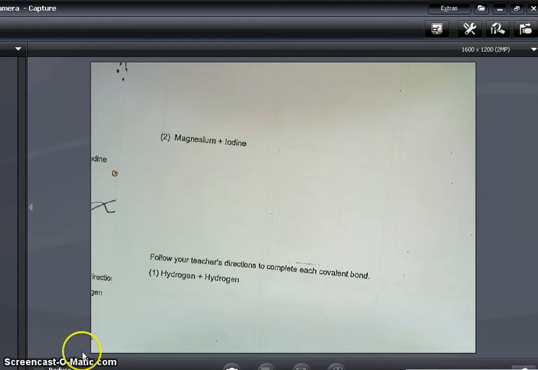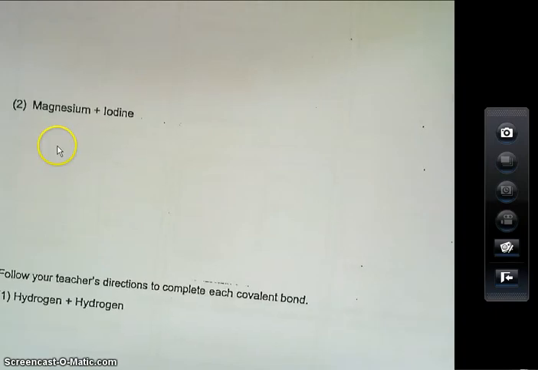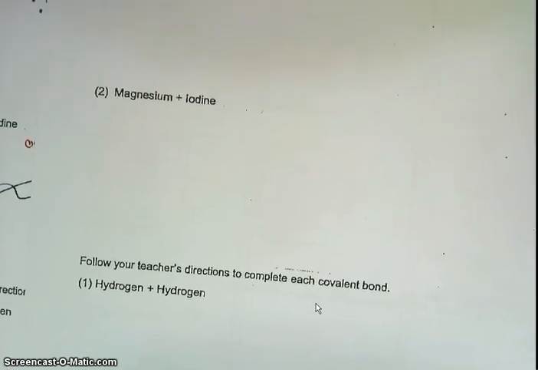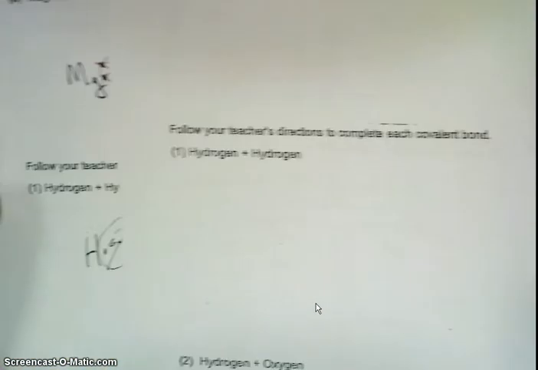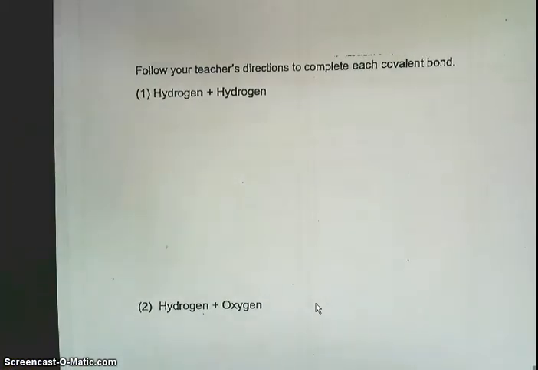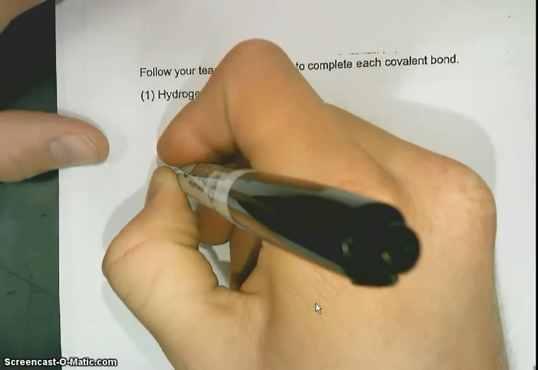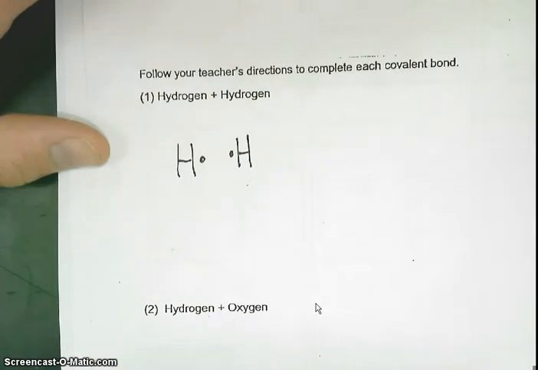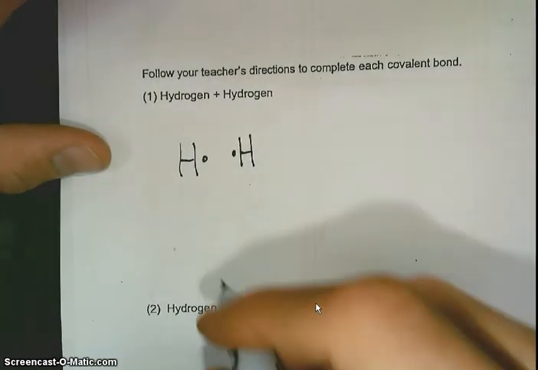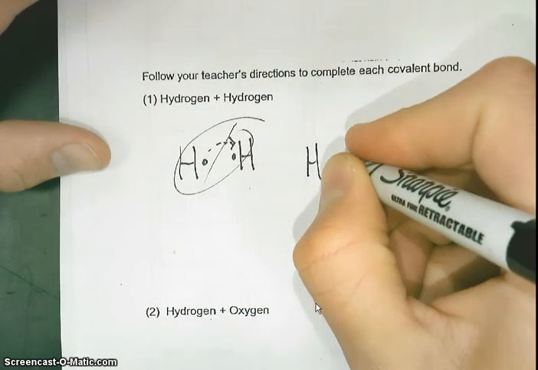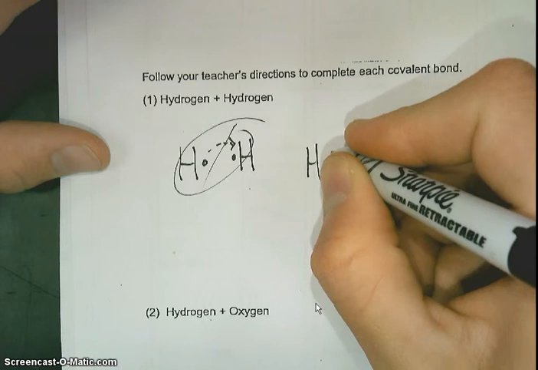Now let's take a look at how we can draw some of this stuff. Go ahead and make this big. This is on the back page as well. You guys should have seen this already. Follow your teacher's directions to complete each covalent bond. We're going to use the example that they used in the video. Two hydrogen atoms. Hydrogen has a strong hold on its only electron, so it's not going to give it up. Instead, it will share them.